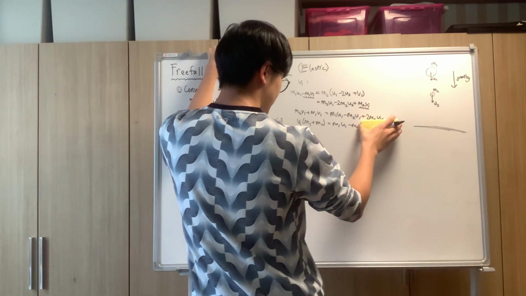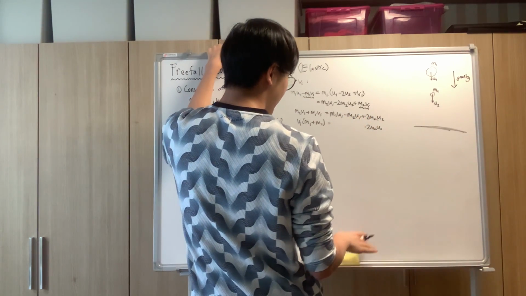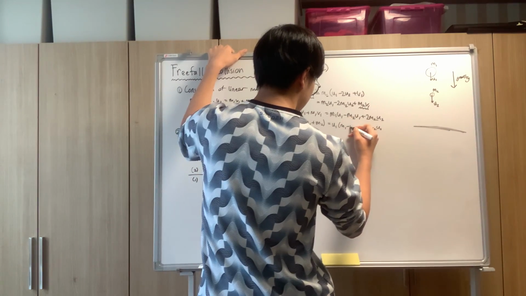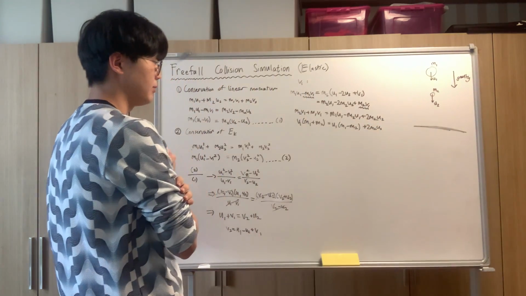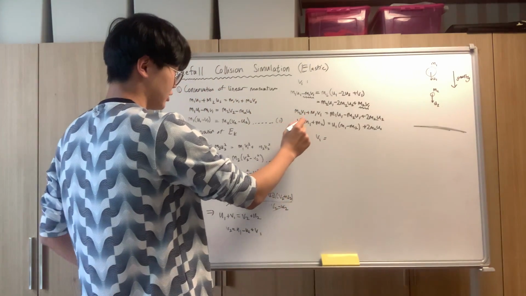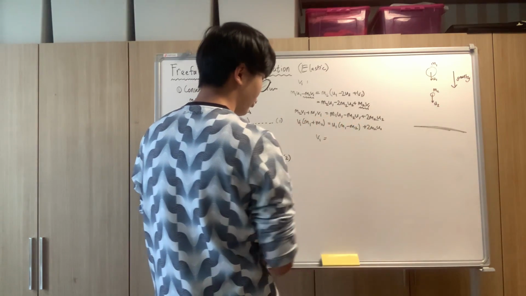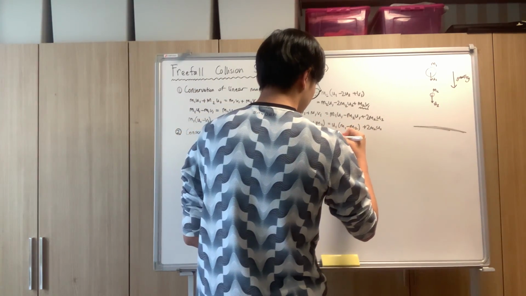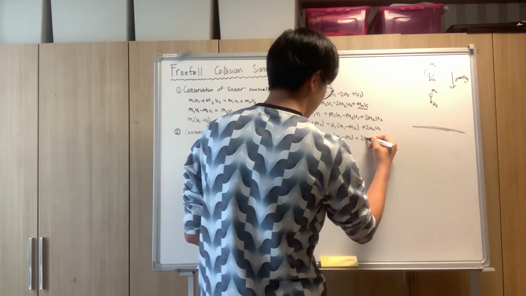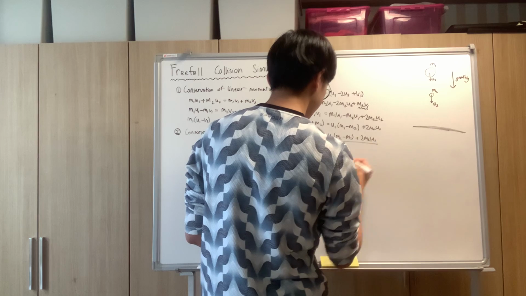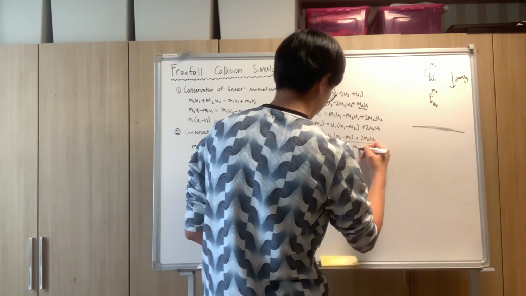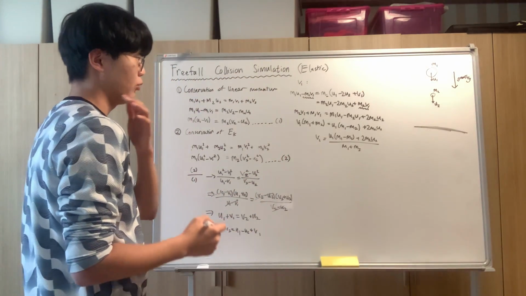And here I'm just going to wrap this term by u1 for convenience and say it's u1 of m1 minus m2 plus 2m2 u2. And so v1 is isolated here, so we could divide both equations by m1 plus m2 and get v1 is equal to u1 times m1 minus m2 plus 2m2 u2 over m1 plus m2. That's going to be our equation for v1.